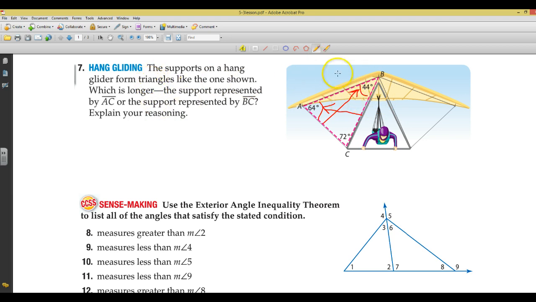the longer side. The longer side will be opposite from the greater angle. Since 64 is the greater angle, that makes BC the longer side. So BC is the longer side, and once again, to explain your reasoning, BC is opposite 64, which is greater than 44.